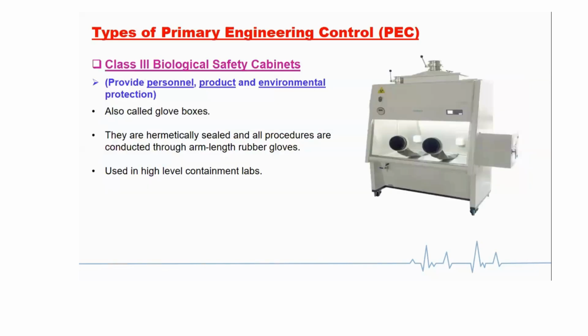Going to Class 3 biological safety cabinet, it provides personnel, product, and environmental protection. They are also called glove boxes. They are hermetically sealed and all procedures are conducted through arm-length rubber gloves. Class 3 biological safety cabinets are usually used in high-level containment labs.